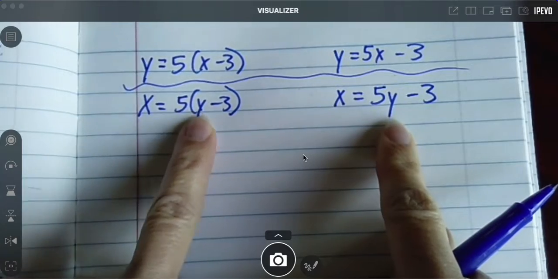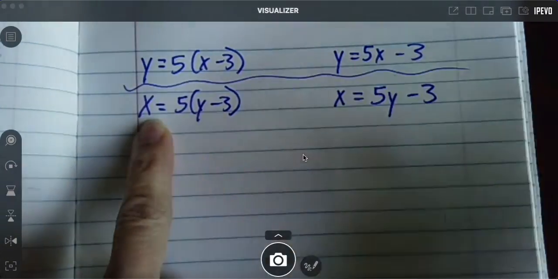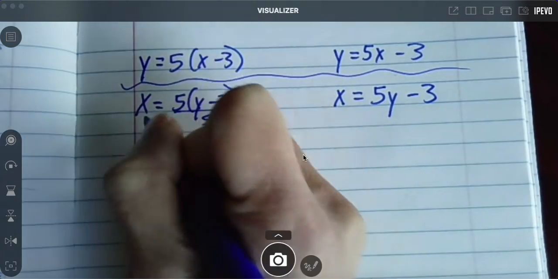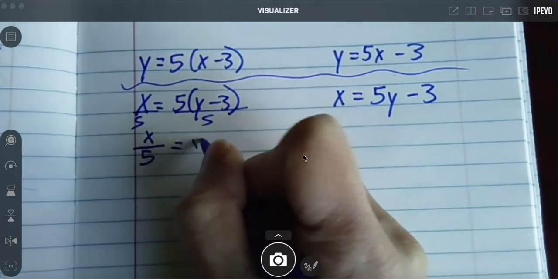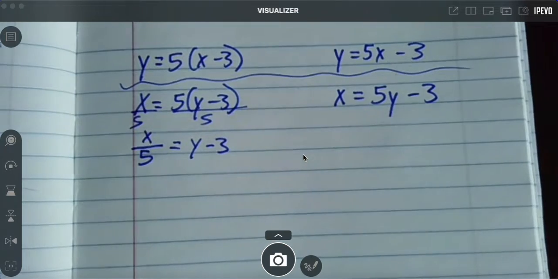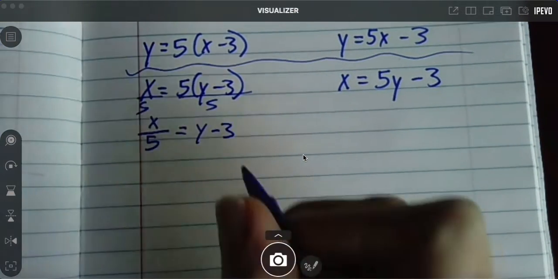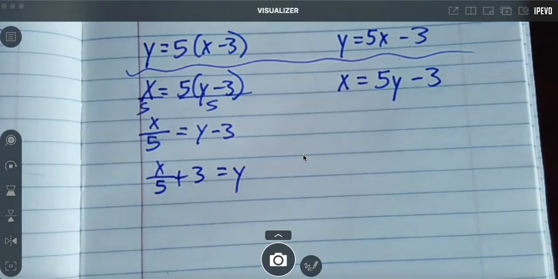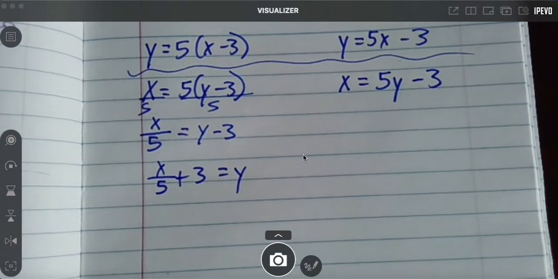You could think, let me just divide by 5. I'm going to show you both ways. So I would get x divided by 5, if I divided both sides by 5, equals y minus 3. And then what would I do? I would add 3. X over 5 plus 3 equals y. And that's your answer choice. What did we say? B or G?